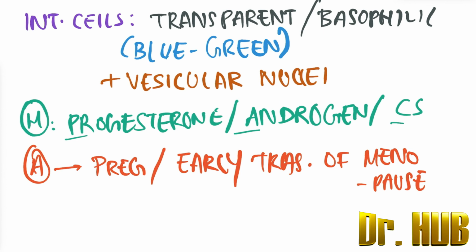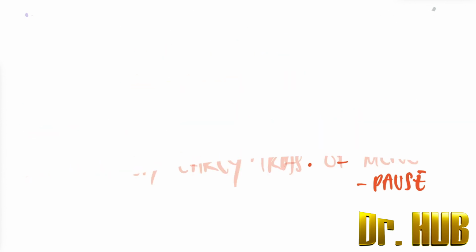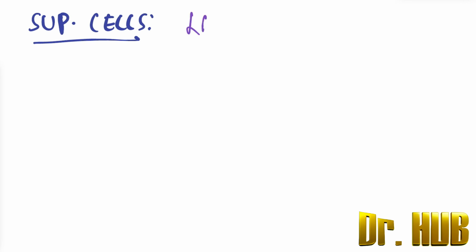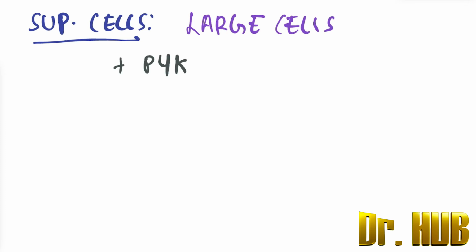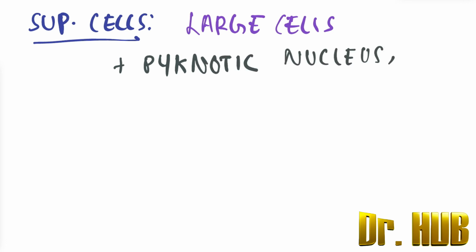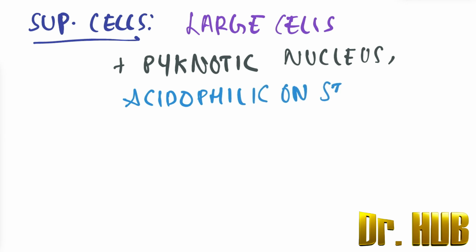Now let's move on to the superficial cells. Under the superficial cells, the cell type involves large cells. They have a pycnotic nucleus, and it is acidophilic on staining.